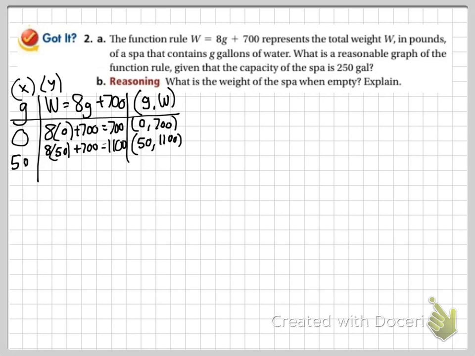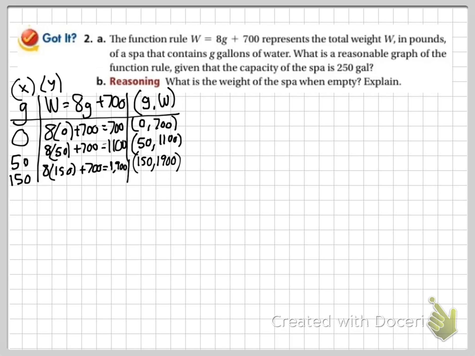Then let's plug in, well, we'll do 150. I'm choosing numbers that end in 50 because that's what I'm going to go up on my graph with. So you don't have to choose numbers that end in 50 or that end in zeros. That would work too, but it'll just be nicer for graphing my points. 8 times 150 plus 700. 8 times 150 is 1,200. So when I add 700, I get 1,900. So 150, comma, 1,900.